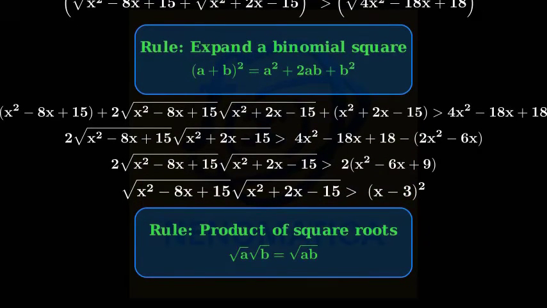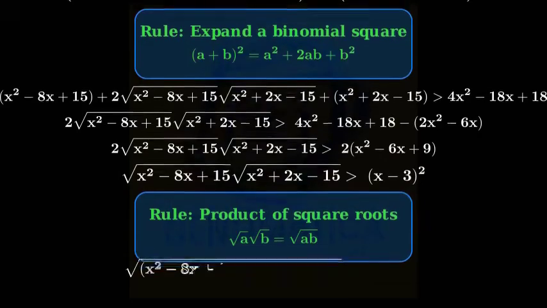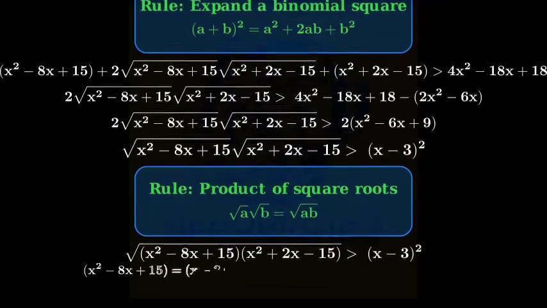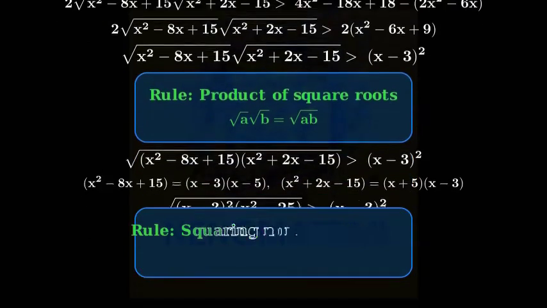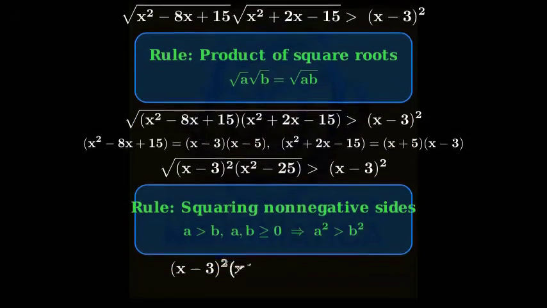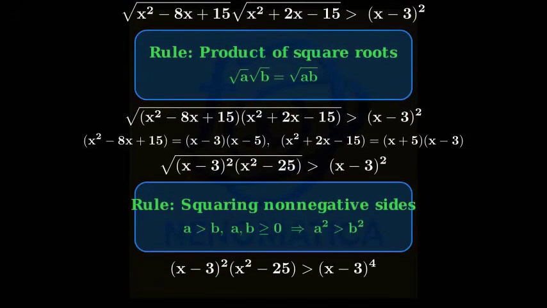Next, combine the radicals into one square root, and then square again. The square root of a times the square root of b equals the square root of ab. Also, each quadratic factors neatly to show a common x minus 3 squared factor. Since both sides are non-negative on the domain, we can square again.